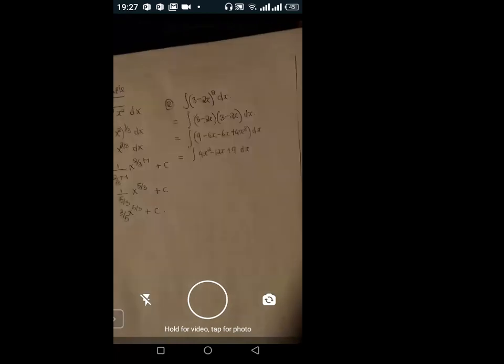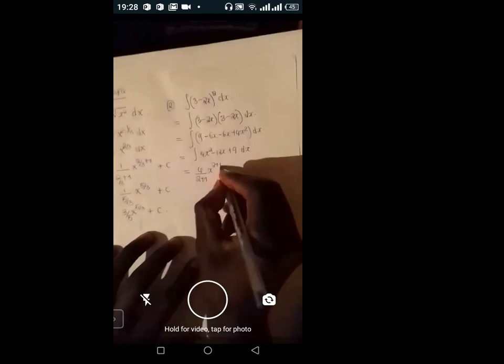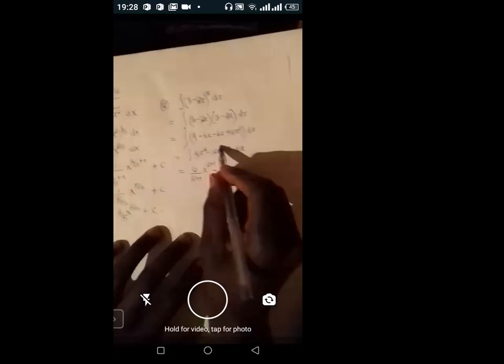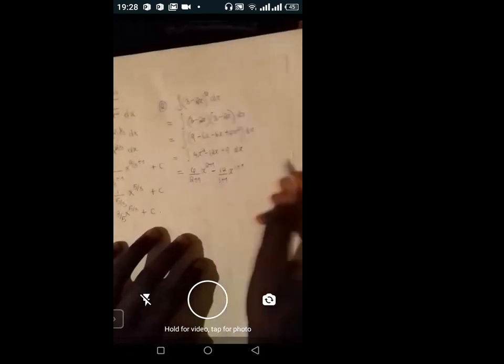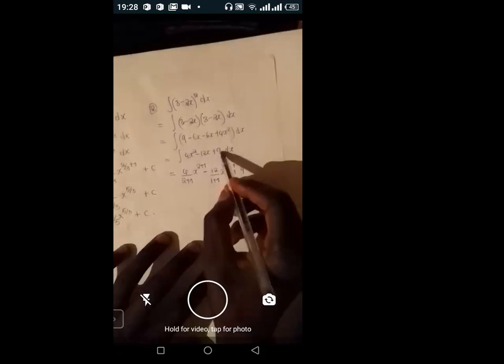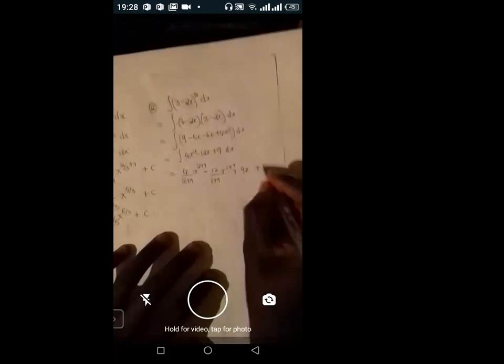And you can use your formula number 6. You have f of x, and you can treat that as that. So this one is going to be equal to 4 over 2 plus 1, then x to the power 2 plus 1, minus 12 over, the power here is 1, 1 plus 1, x to the power 1 plus 1, then plus 9. Mind you, the power of x here is 0. So when you add 0 plus 1, you simply get x. So you get x there. Then plus some constant c.